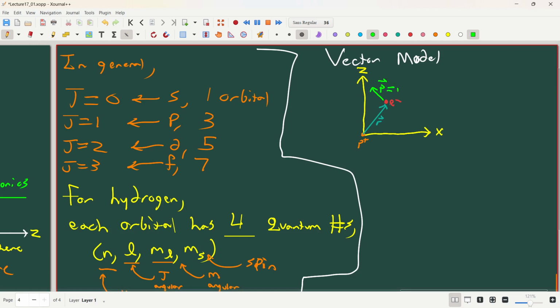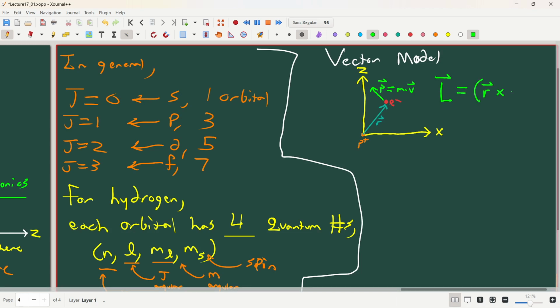remember P is just M times the velocity vector, just as a reminder. L, the resultant angular momentum vector, is the cross product of the momentum times the position. Okay, so in order to figure out which way L is pointing, we have to use the right-hand rule.